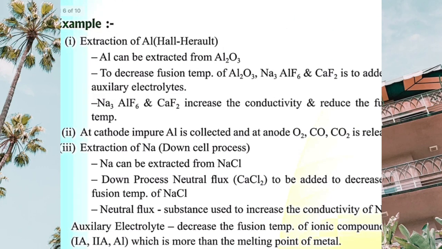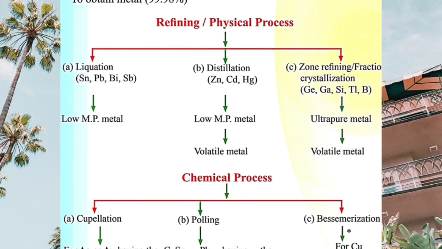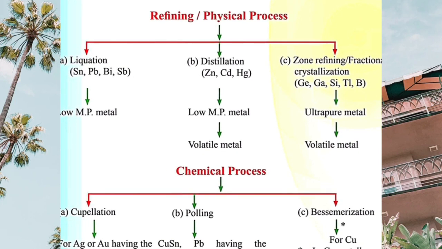Next one is refining, the very, very important last step. In refining, the physical process: liquefaction is used for low melting metals like tin, lead, bismuth, antimony. Distillation is for low boiling point metals: zinc, cadmium, mercury, group 2B elements, volatile metals.